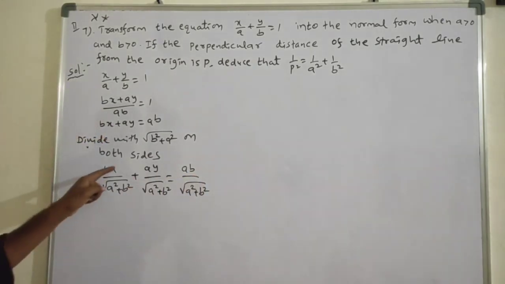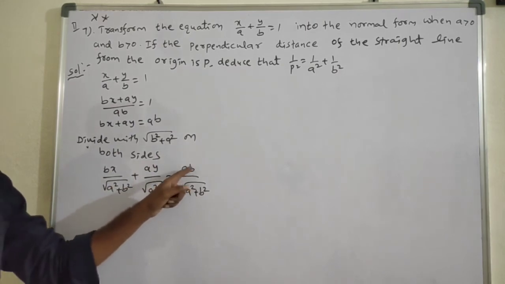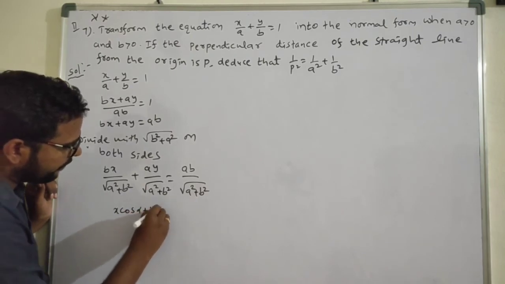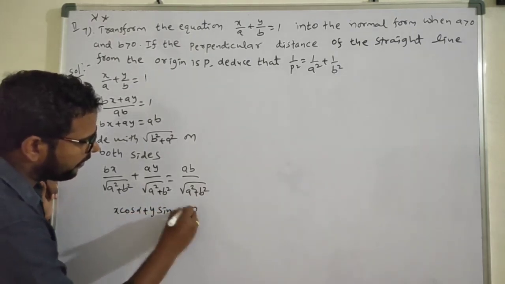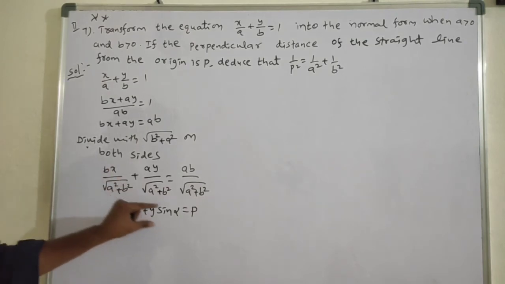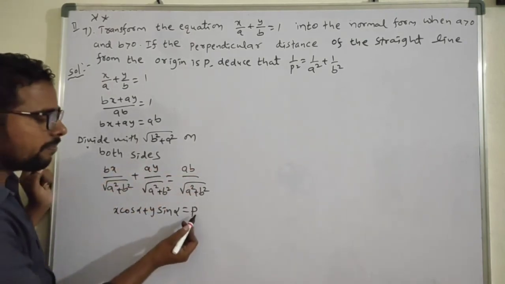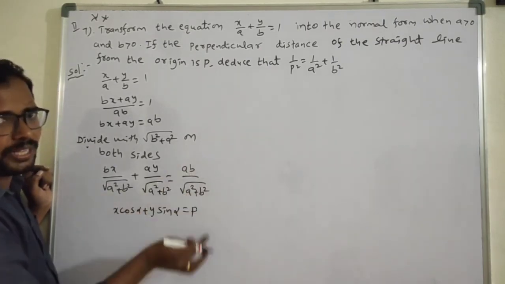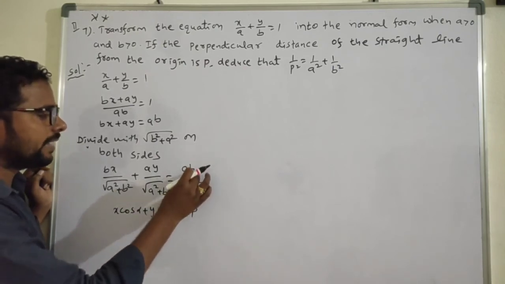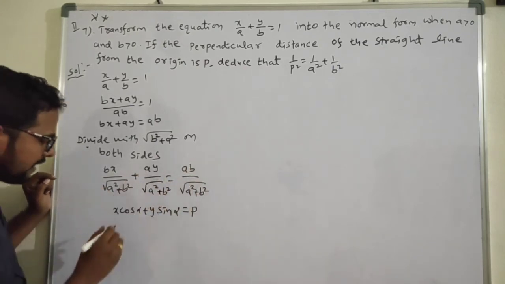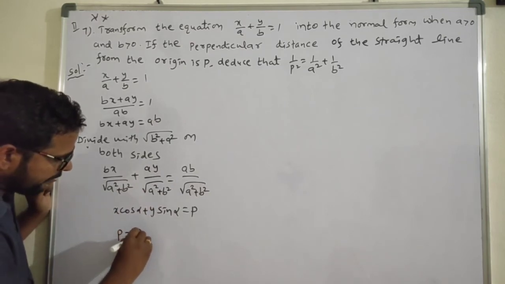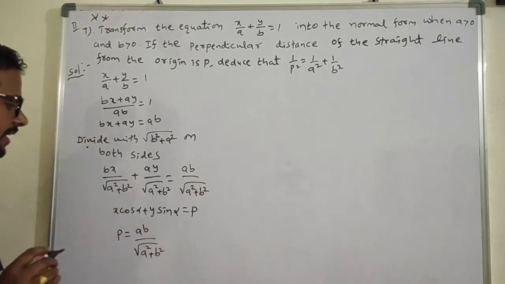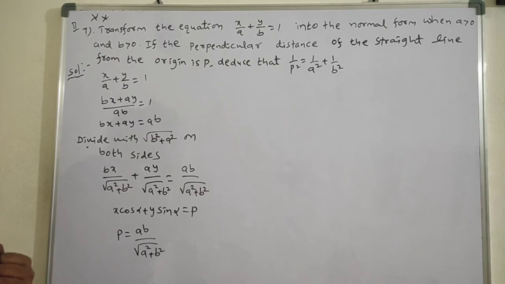Put in normal formula చూడండి, x cos alpha plus y sin alpha is equals to p. It is in the form of x cos alpha plus y sin alpha is equals to p. What is p? Perpendicular distance. P is equals to perpendicular distance. P value is, compare both equations. P is equals to ab by root over a square plus b square.